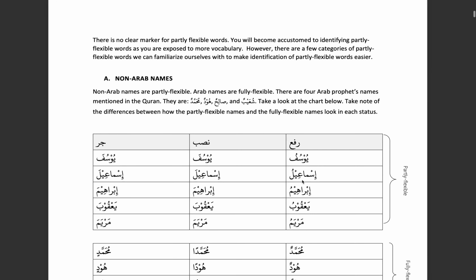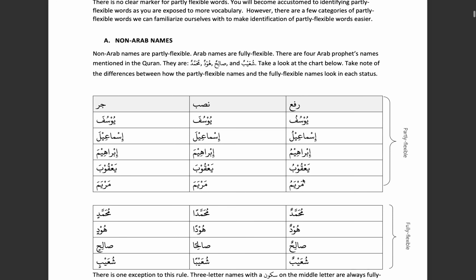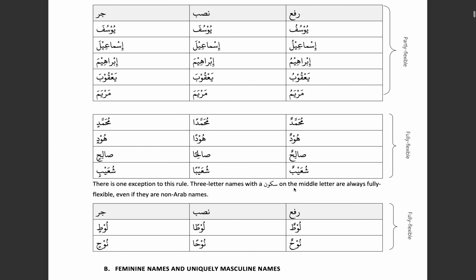For example, here Yusuf, Ismail, so you can have Yusufu, Yusufa, Yusufa. So the nasb and the jarr is actually Yusufa and Yusufa, and the other examples also. And of course, the four names of the Prophets mentioned in the Quran, like Muhammad, Salih, Hud, and Shu'aib. I try to remember them by using an acronym. NUS is H, but of course S with SH again. So M for Muhammad, U for Hud, and then Salih, and then Shu'aib, SH.